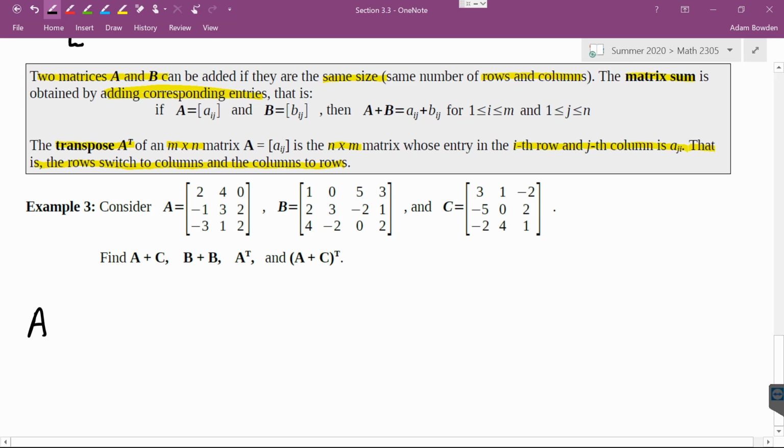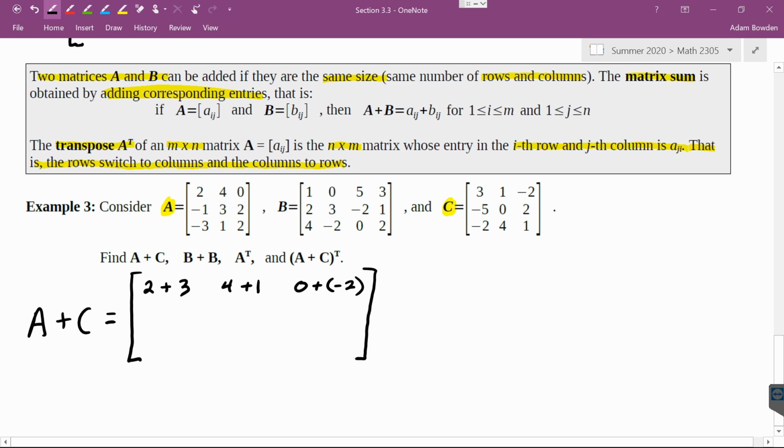First off, we're going to do A plus C. If we look at the matrix A and the matrix C, they have the same number of rows and columns. They're both 3 by 3 matrices. So to do the matrix sum, we can just add the corresponding entries together. Again, we're looking at matrix A, matrix C. The first numbers are 2 and 3, so we'll do 2 plus 3, 4 plus 1, 0 plus negative 2.